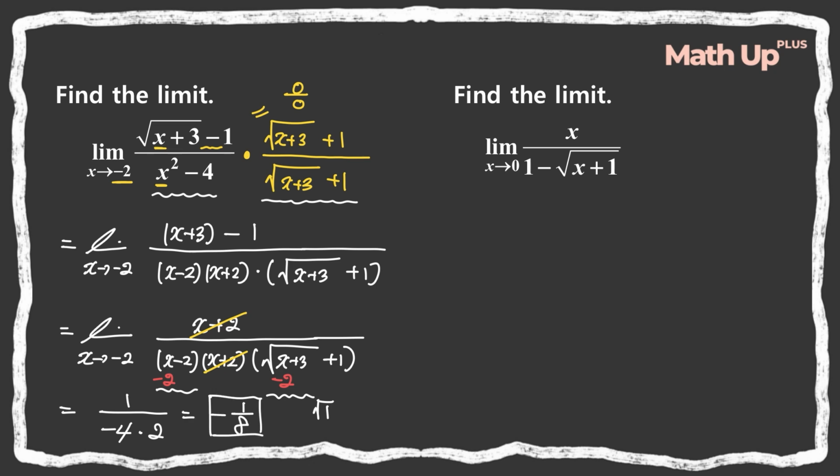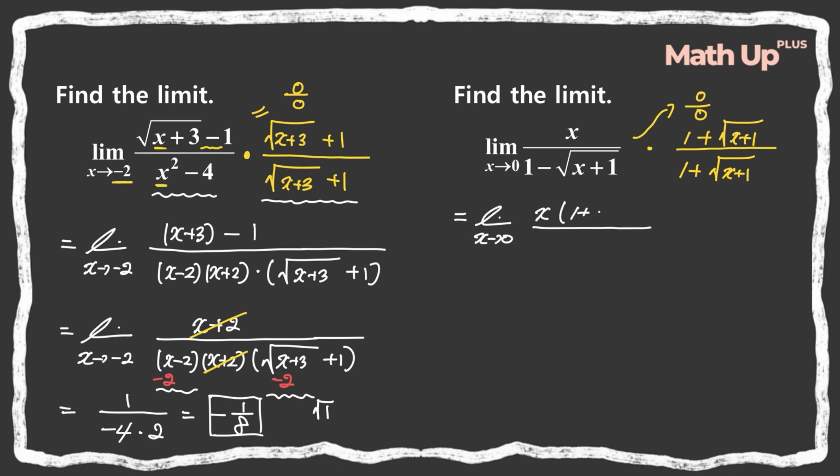That's our answer, right? For this limit right here, if we substitute 0 for x, that's also going to be equal to 0 over 0, right? So what we have to do is we have to rationalize this expression. So we multiply by 1 plus square root of x plus 1, over 1 plus square root of x plus 1, right? Then this limit is equal to the limit as x approaches 0, x times (1 plus square root of x plus 1), over 1 minus (x plus 1), right?